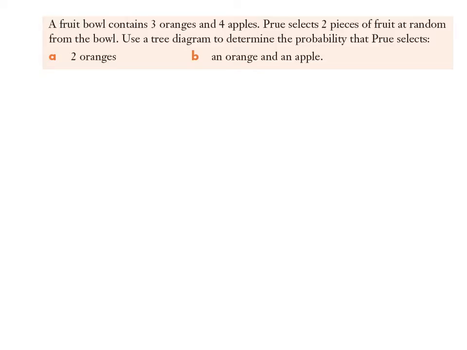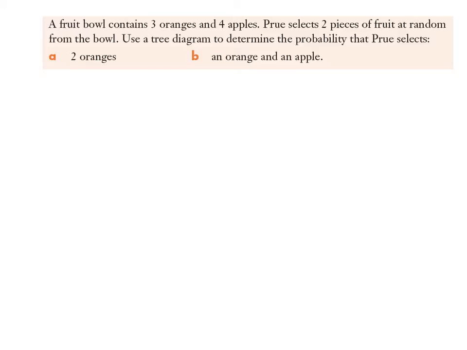Alright guys, we're about to do another probability question, and I'll just read it out first. A fruit bowl contains 3 oranges and 4 apples. Prue selects 2 pieces of fruit at random from the bowl. Use a tree diagram to determine the probability that Prue selects A, 2 oranges, and B, an orange and an apple.